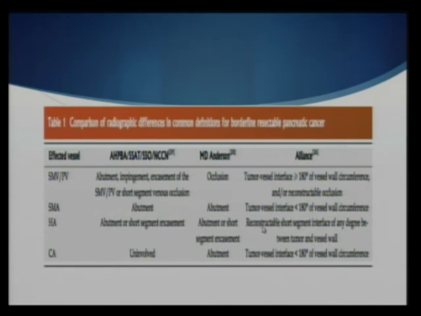For hepatic artery, it's a reconstructible short segment interface of any degree between tumor and vessel wall. So if there is a short segment which could be resected and then reconstruction done of the hepatic artery, that also counts as borderline resectable. And for celiac axis, less than 180 degrees of vessel wall circumference. Again, most of the questions that I've come across focus on the SMV and the SMA, so that pretty much is what you need to focus on. So if it's borderline resectable, what's the next step?